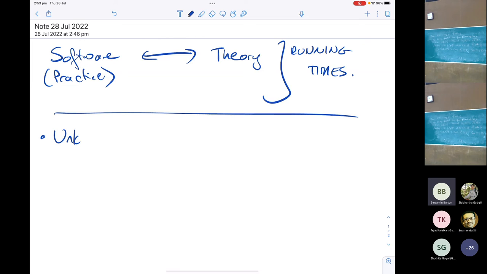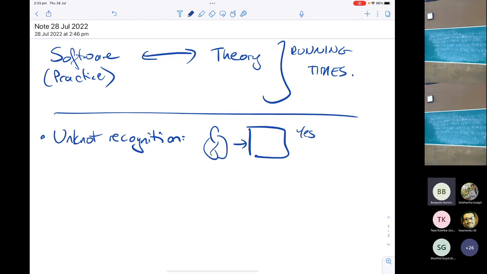So a big problem is unknot recognition. The idea of unknot recognition is you're looking for a program where the input is a knot diagram and the output is either yes, it's equivalent to the unknot, or no, it's not equivalent to the unknot. So this is an old problem with an old solution due to Haken in the 1960s. And the algorithm for this has improved over 60 years since then. And essentially it's improved a lot.